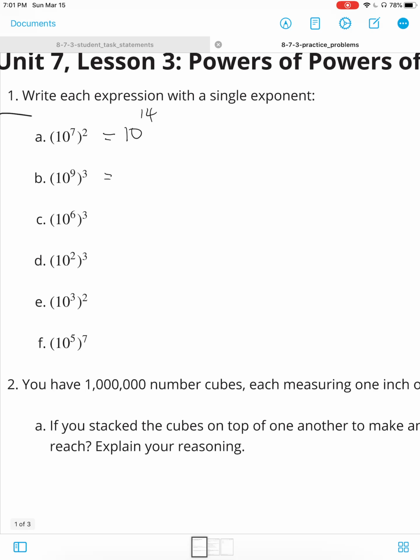9 times 3? 27. You gotta learn your times tables if you can't do it. No, I'm playing. You don't need them. You carry a calculator with you everywhere anyways, aka a cell phone or a pager. 6 times 3? 18.